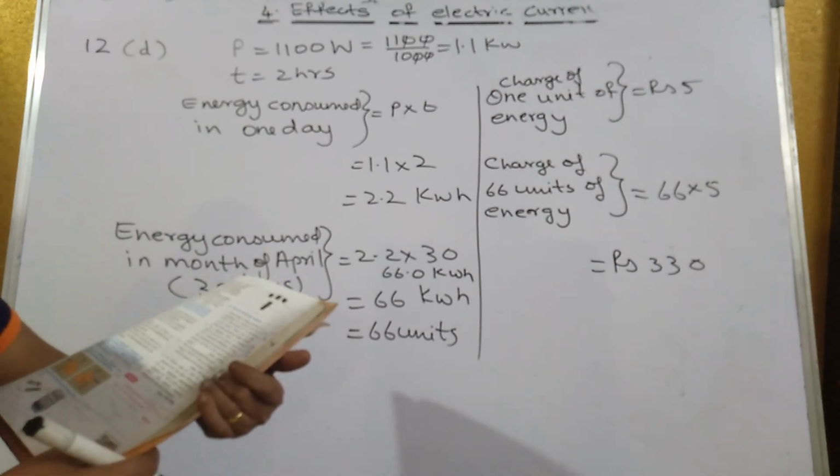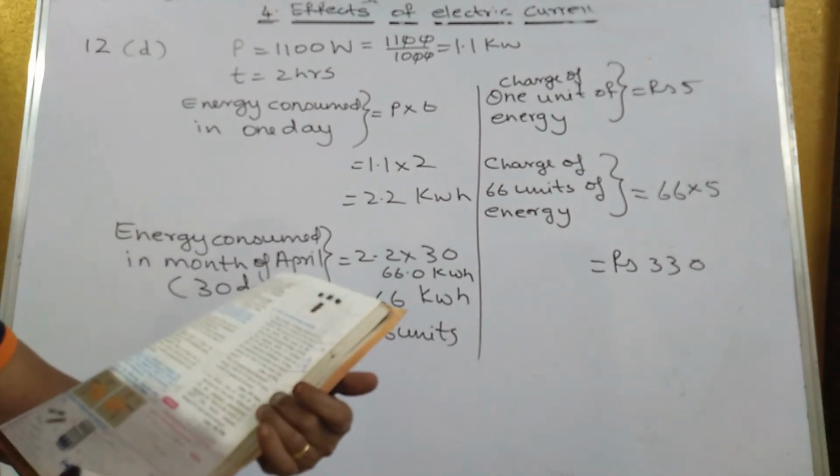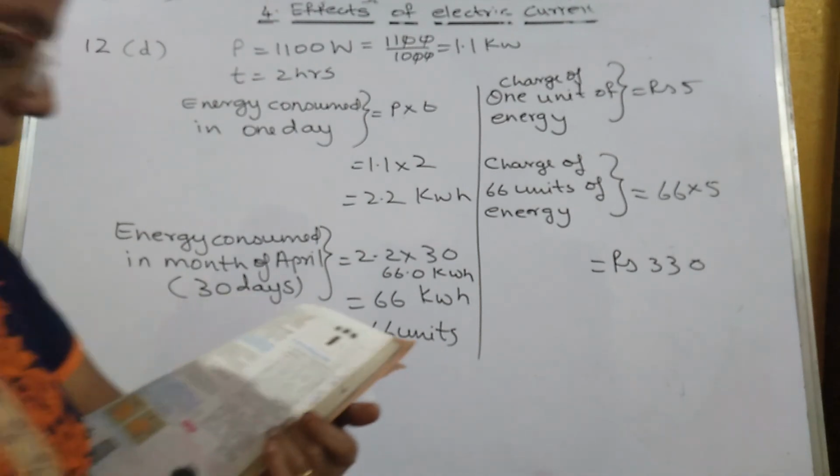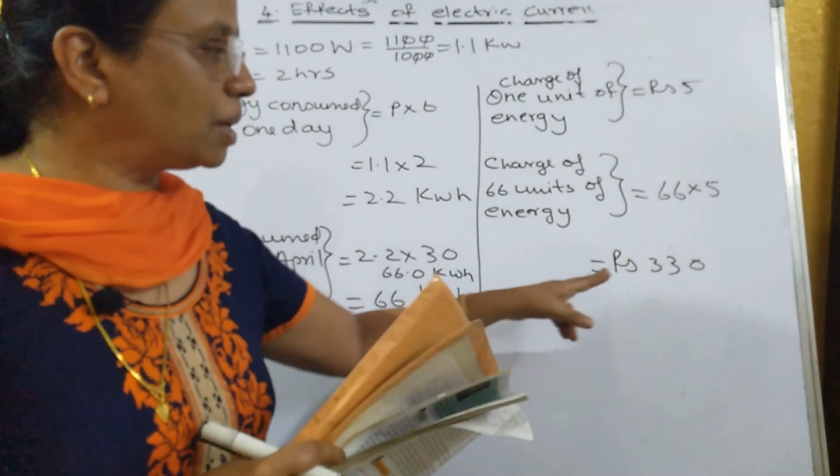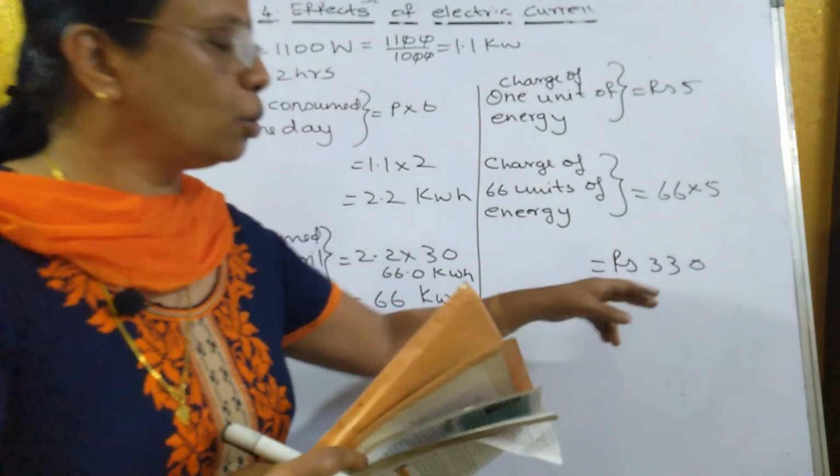What will be the electrical consumption expenses for the month of April? So the electrical consumption expenses in the month of April is 330 rupees.